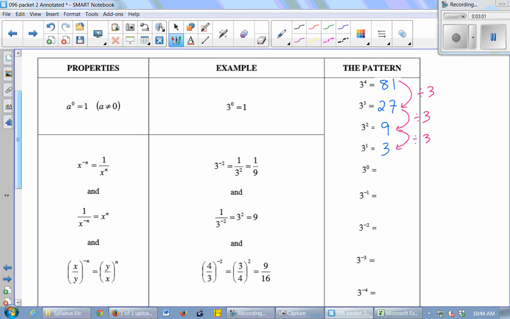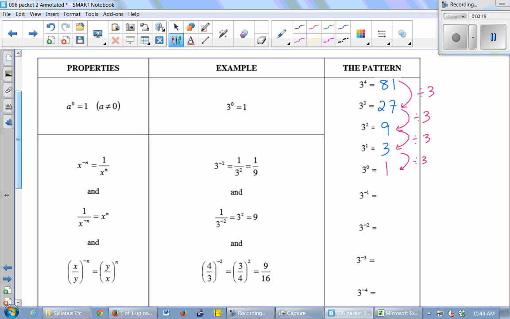because it doesn't make any sense, right? But if I follow this pattern of dividing by 3, 81 divided by 3 gave me 27, divided by 3 is 9, divided by 3 is 3. What is 3 divided by 3? 1, right? So you just divide by 3.